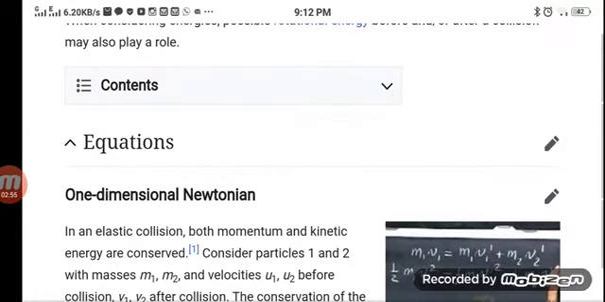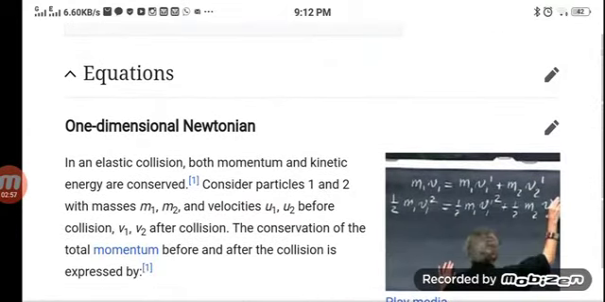One-dimensional Newtonian. In an elastic collision, both momentum and kinetic energy are conserved. Consider particles 1 and 2 with masses m1, m2 and velocities u1, u2.